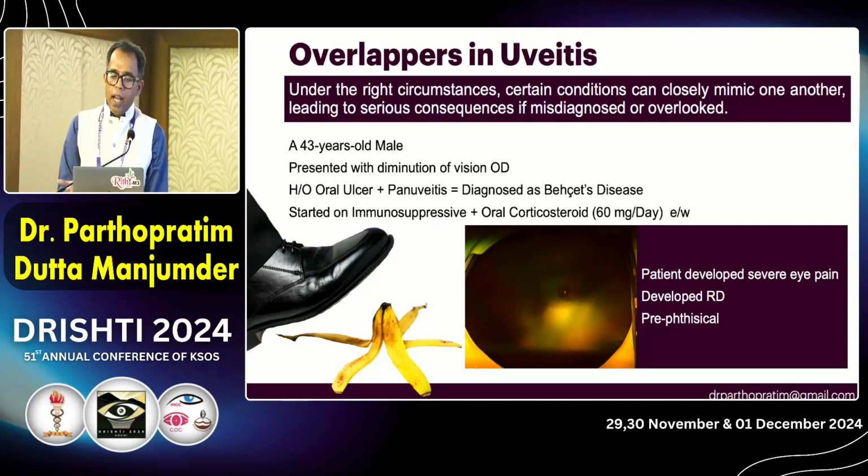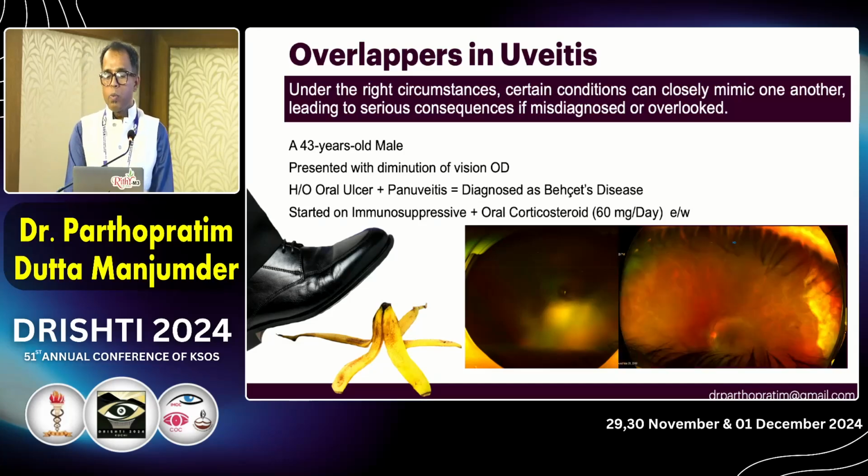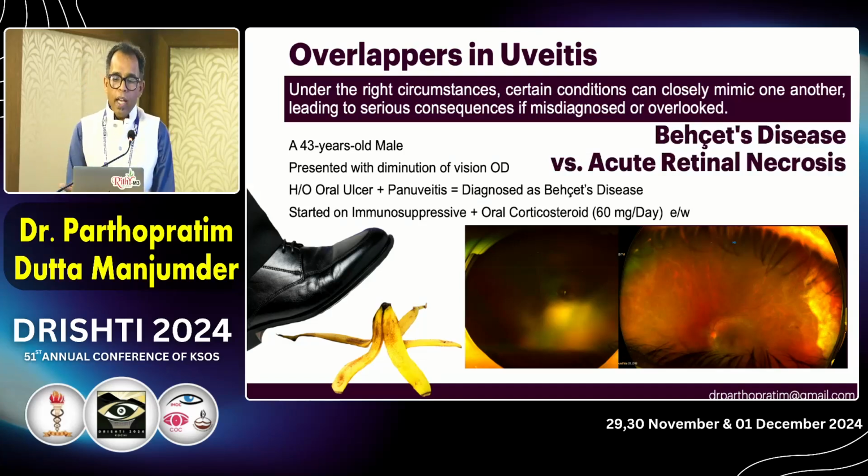Elsewhere, and the patient developed severe eye pain, developed RD, that eye became phthisical, and came to us when he started developing involvement of the other eye. So that's where we realized that it was a case of acute retinal necrosis.